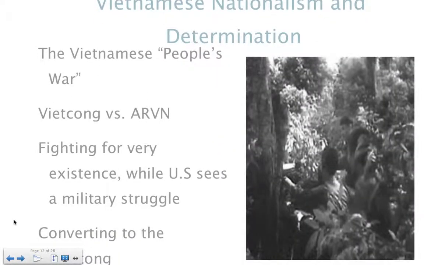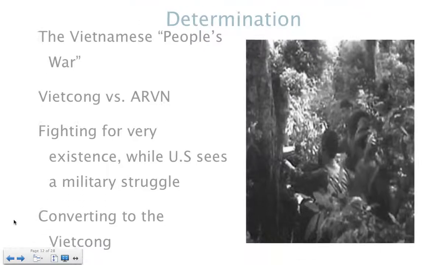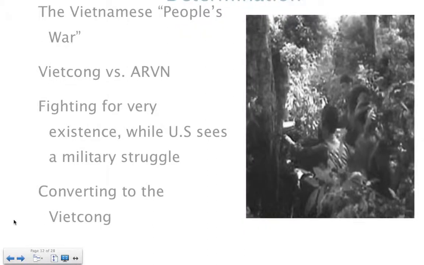Again, Vietnam was the People's War. The Vietnamese saw it as a civil war amongst Vietnam. The Viet Cong versus the South ARV. The fighting was very extensive. And again, the conversion to Viet Cong spread to the South Vietnamese continuously. We see from the beginning of the war in 65 through the end of the war of 73.